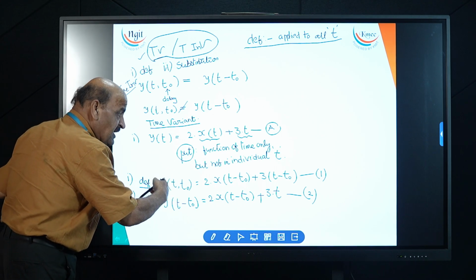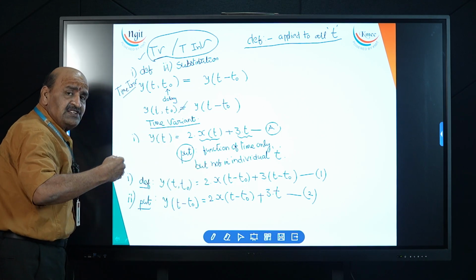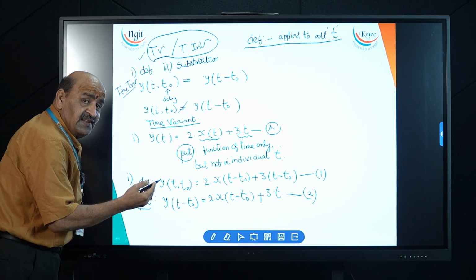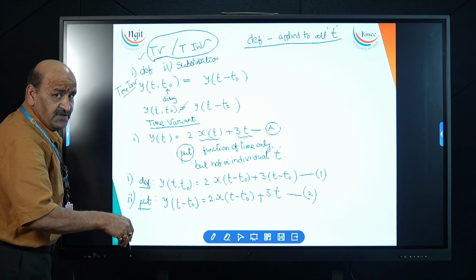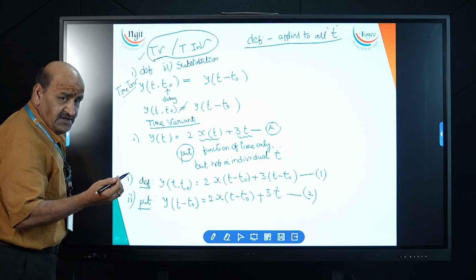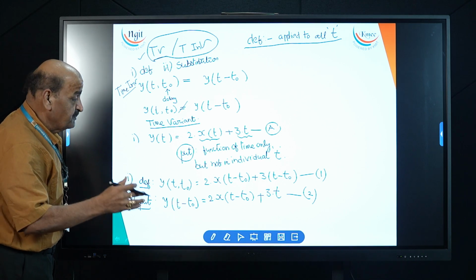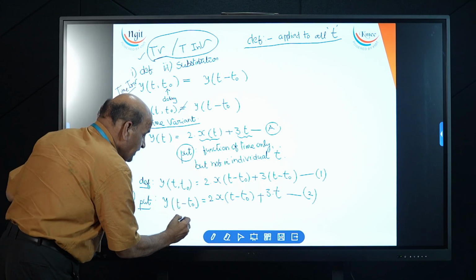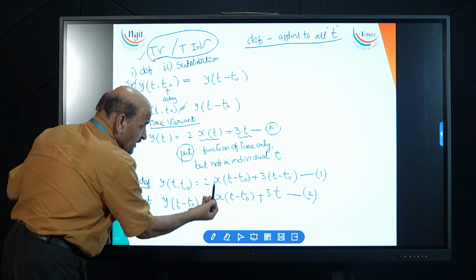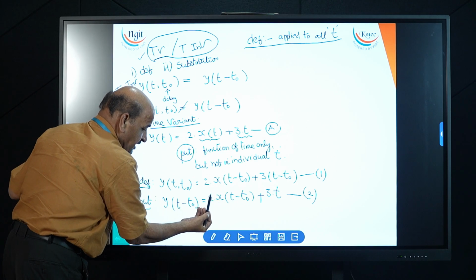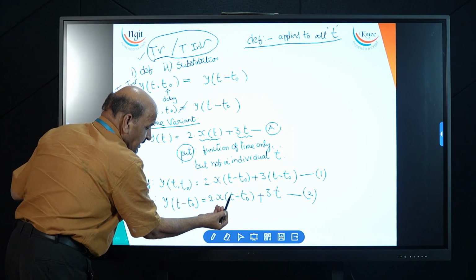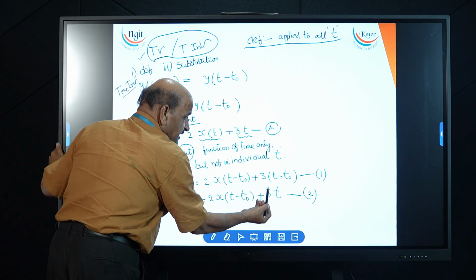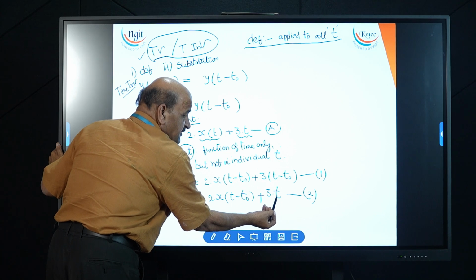In the definition step, as per the definition, wherever there is t, it is replaced by t minus t naught. But in the second step, wherever there is a signal, there only we have to substitute. If t happens to be an individual time variable, we should not substitute. The same thing is done. Now compare these two: x of t minus t naught plus 3, t minus t naught, here only 3t.